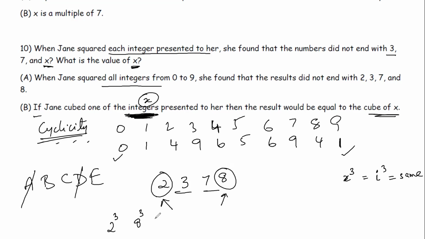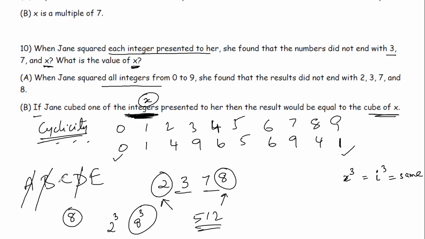Now x we know could be either 2 or 8, so it will be 2 cubed or 8 cubed. 2 cubed gives us 8, correct? And 8 cubed gives us, I think, 512. So that also doesn't give us the answer as to what x would be. We don't know that. So B also doesn't answer the question.